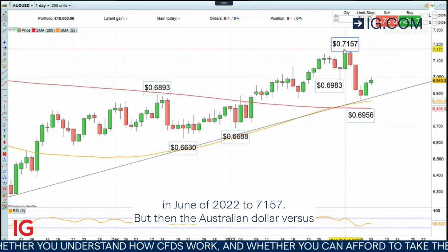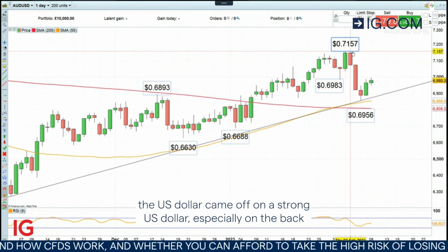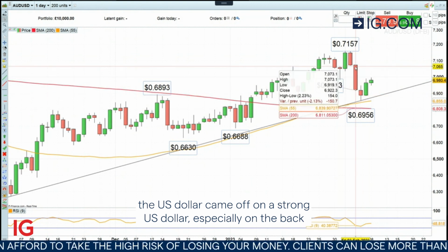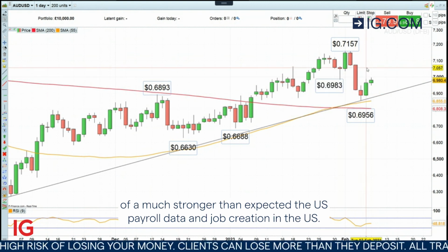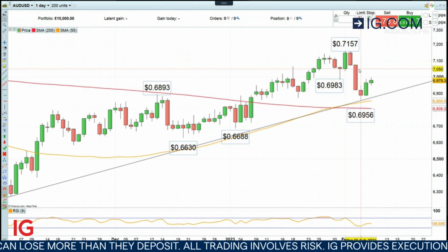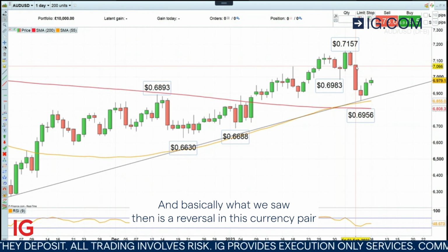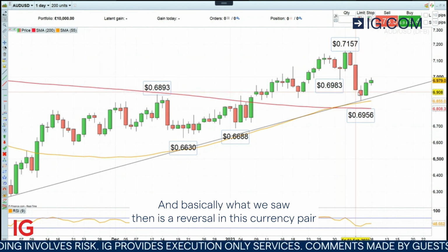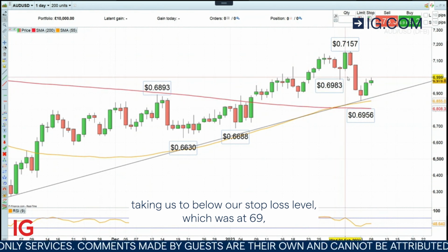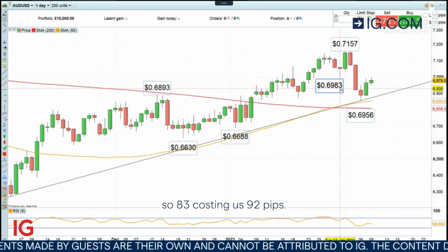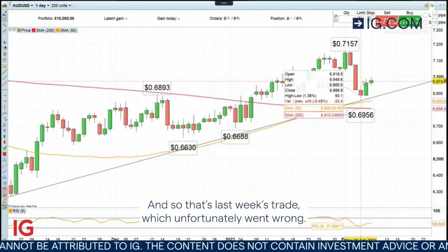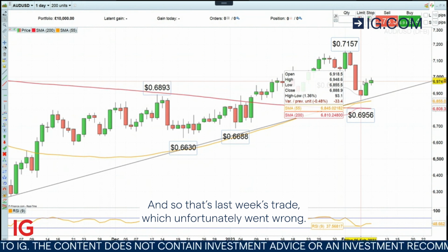But then the Australian dollar versus US dollar came off on a stronger US dollar, especially on the back of much stronger than expected US payroll data and job creation in the US. And basically what we saw then is a reversal in this currency pair, taking us to below our stop loss level, which was at 69.83, costing us 92 pips. So that's last week's trade, which unfortunately went wrong.